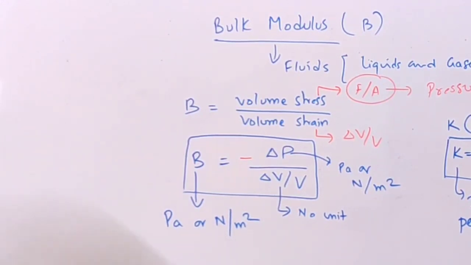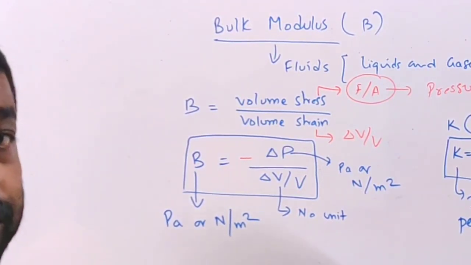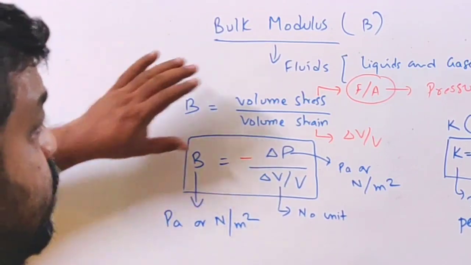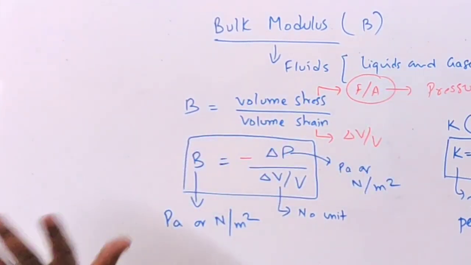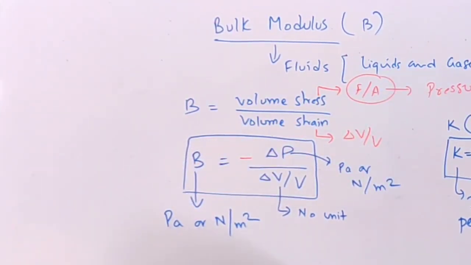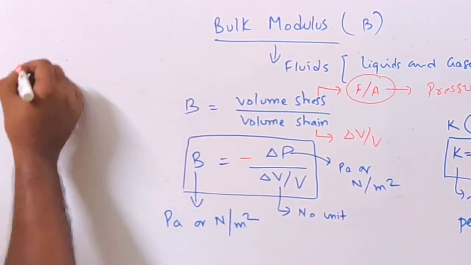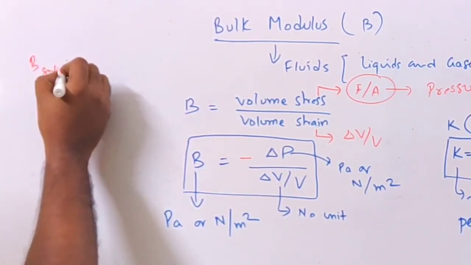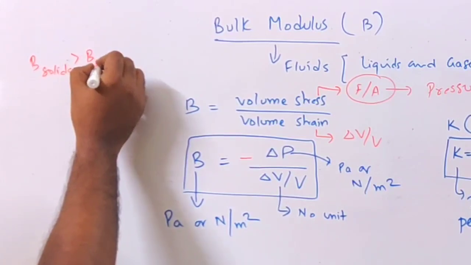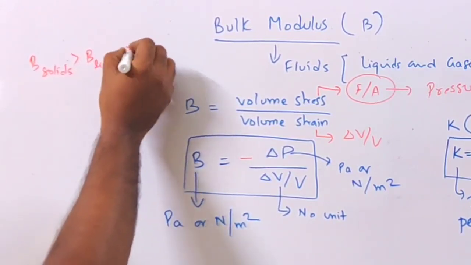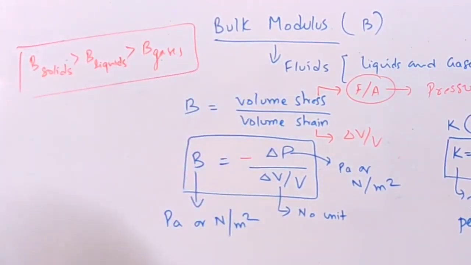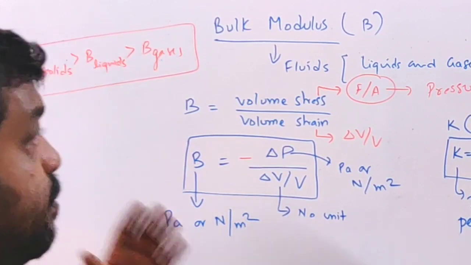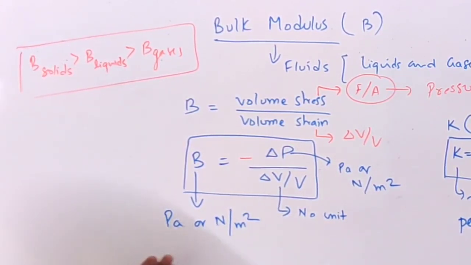Regarding comparison of bulk modulus for various bodies or materials. Bulk modulus, as I told you, is usually defined for fluids, that is liquids and gases, but it is also defined for solids, and in fact solids have the highest bulk modulus. So bulk modulus of solids is greater than bulk modulus of liquids, and it is greater than bulk modulus of gases. This is the order of comparison of bulk modulus of various materials. So this is all about bulk modulus and compressibility.